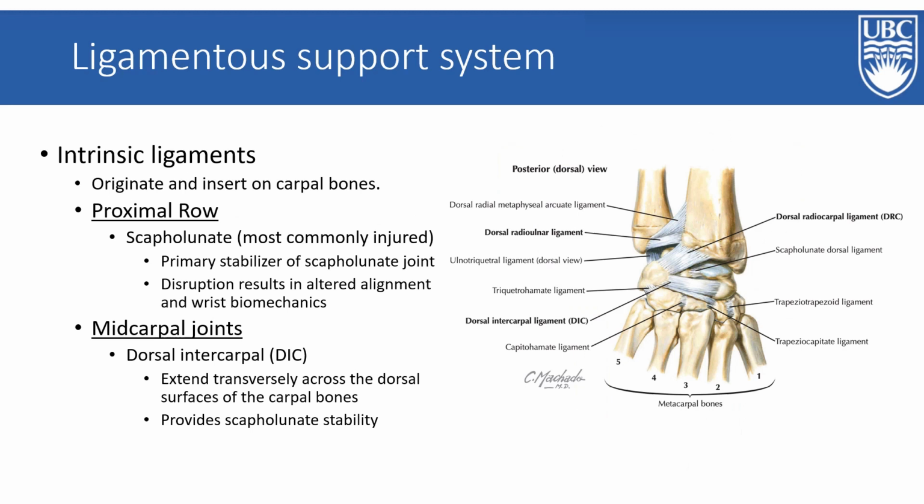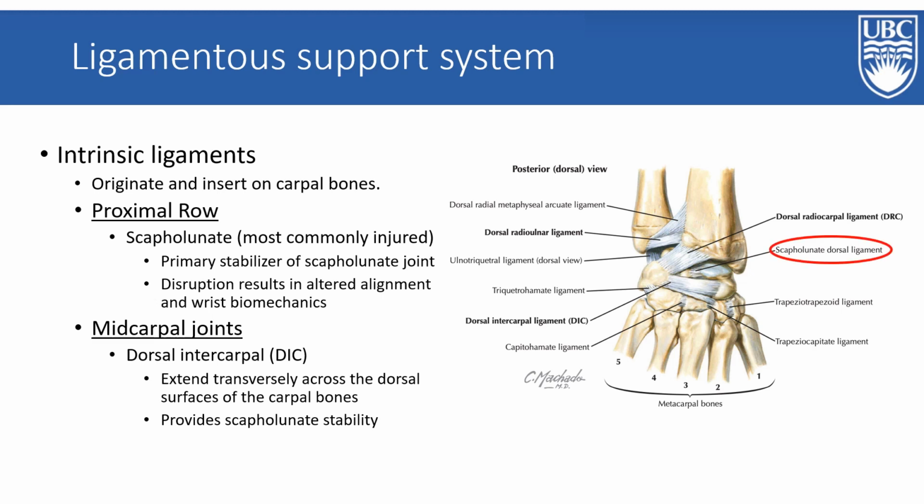The intrinsic wrist ligaments originate and insert on carpal bones. They can be subdivided into ligaments that span the carpal bones within the same row, such as the scapholunate dorsal ligament, or span mid-carpal joints connecting carpal bones between the proximal and distal rows, such as the dorsal intercarpal ligament.